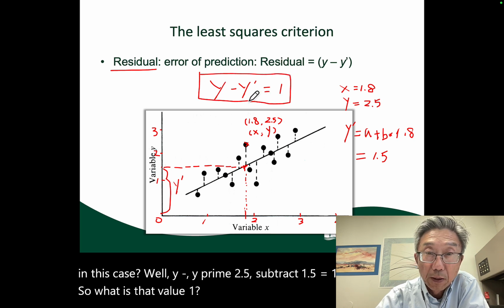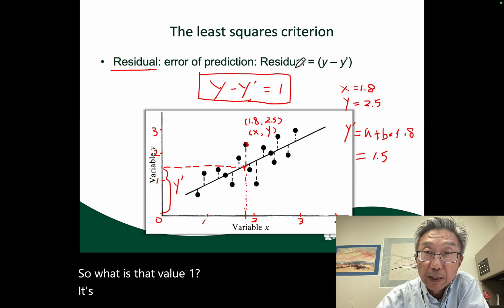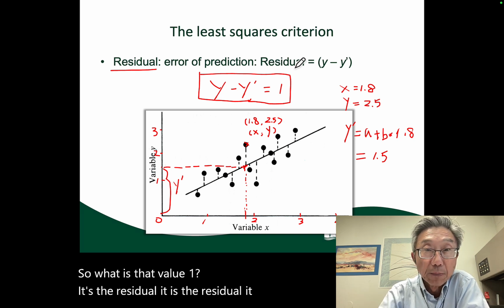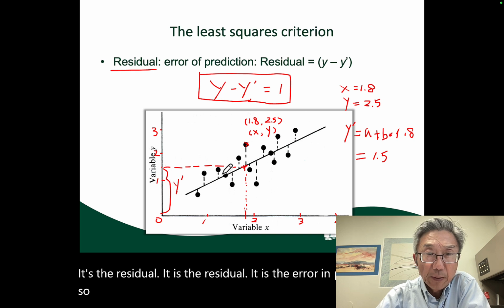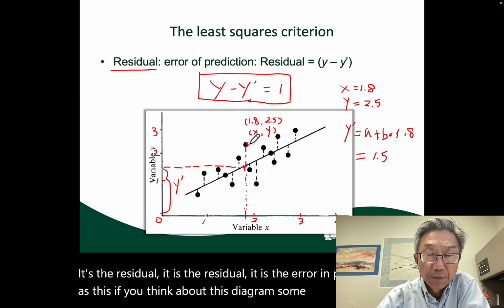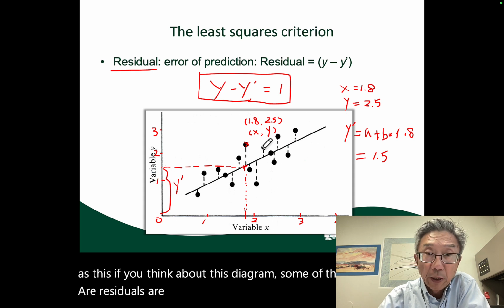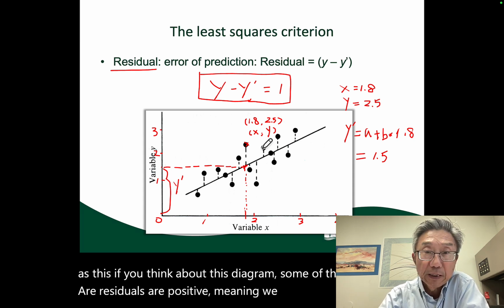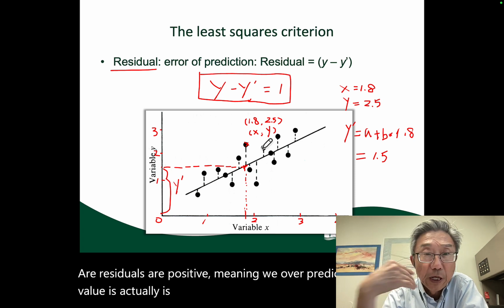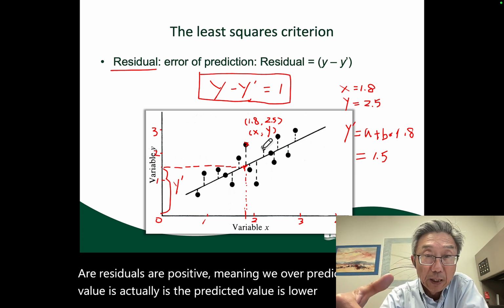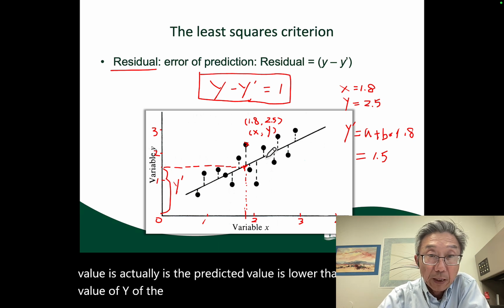Well, it's the residual. It is the error in prediction. If you think about this diagram, some of these errors, some of these residuals, are positive, meaning we under predict. The predicted value is lower than the actual value of y, the criterion variable.